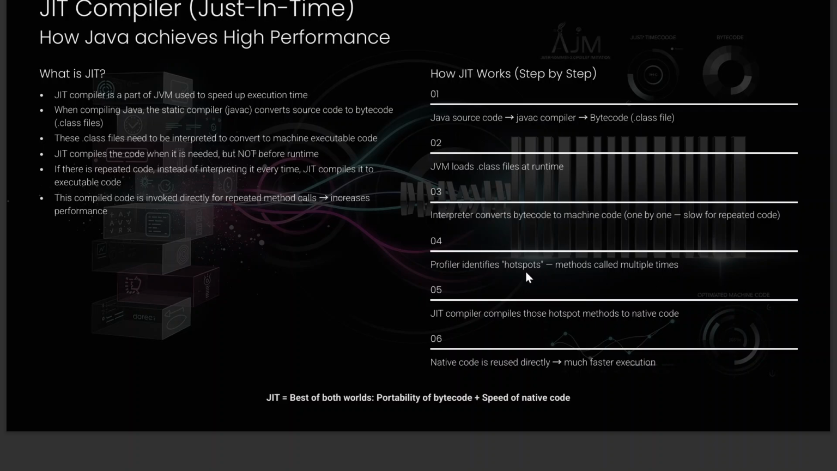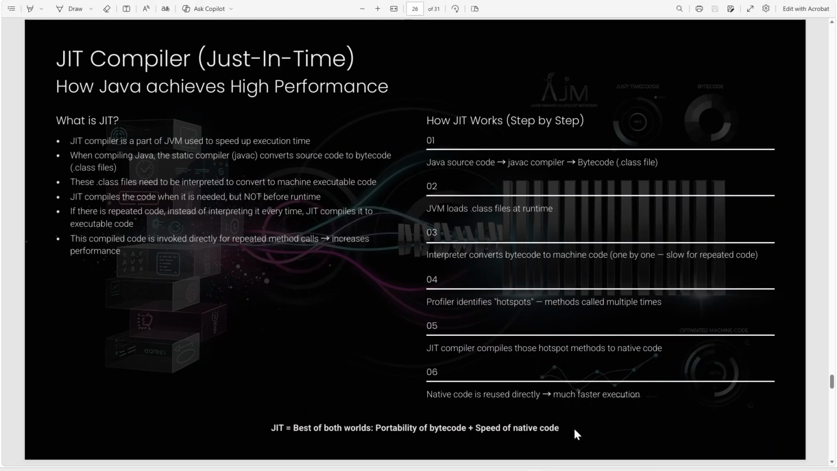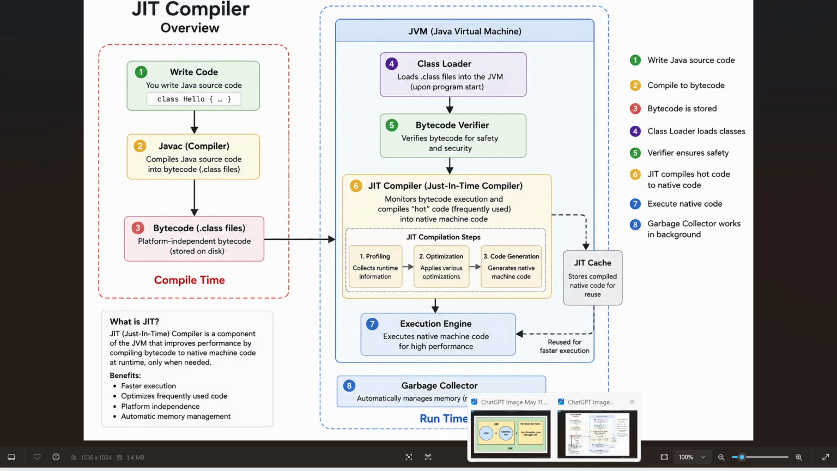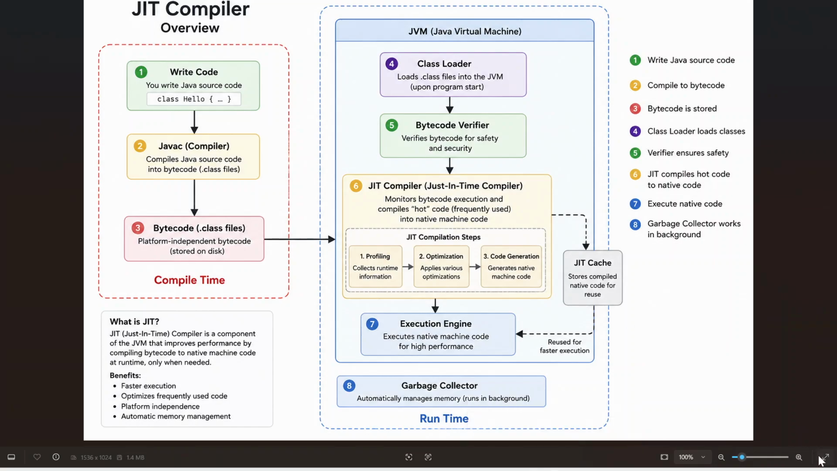That's where your JIT compiler comes into the picture. It identifies hotspots, basically methods which are called multiple times, and your JIT compiler compiles those hotspot methods to native code, which is your machine code. This native code is reused directly, so it's much faster in execution. Let me go ahead and show you a detailed picture of this.